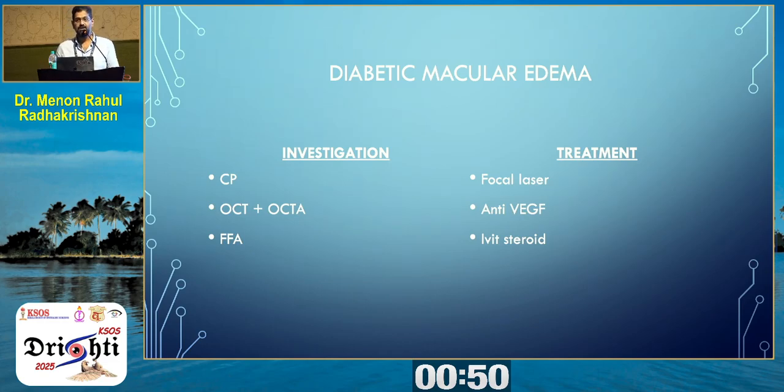Color fundus picture is very important. Do an OCTA if you're suspecting macular ischemia, and you also do the FFA. When you do an FFA, you can see leaking aneurysms. So gone are the days when you used to do grid lasers. If you see leaking aneurysms, you can do a focal laser to them.